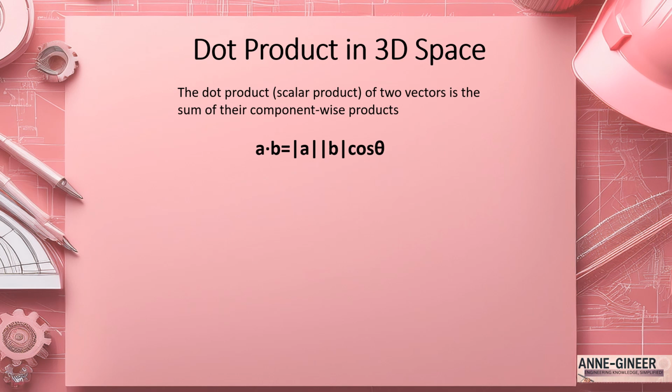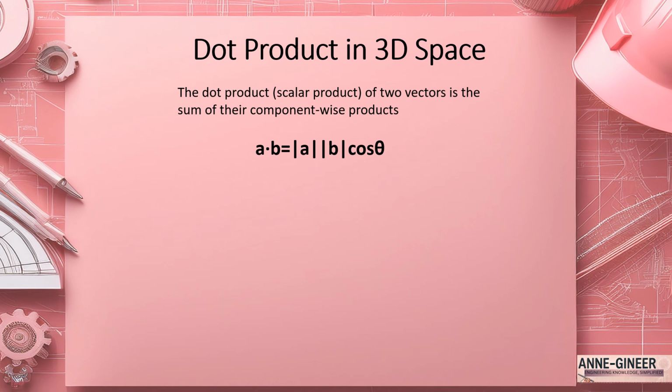For dot product in 3D space, by definition, the dot product or the scalar product of two vectors is the sum of their component-wise products, or we only involve their components. So as a general formula, the dot product of vectors A and B is equal to the magnitude of vector A times the magnitude of vector B times the cosine of the angle between them.